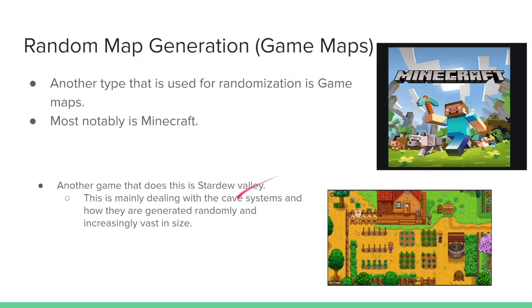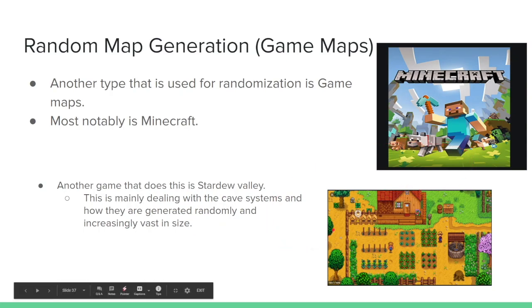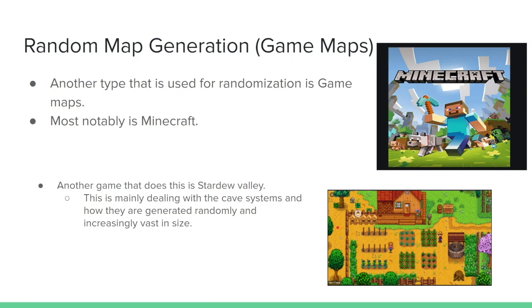Another one is Stardew Valley. I looked this one up and didn't really understand it that much until I read more of it. It's basically dealing with the cave systems inside of it, how they generate randomly and increase vastly in size. With all the caves, you already know there are going to be caves inside of it, but how far they go is generated randomly, and it's all dependent on the seed that you currently have. Some people may have smaller cave systems, and some people may have bigger ones. It just depends on the seed size. It's all predetermined, but what it does in the very beginning is how it gets there in the end.